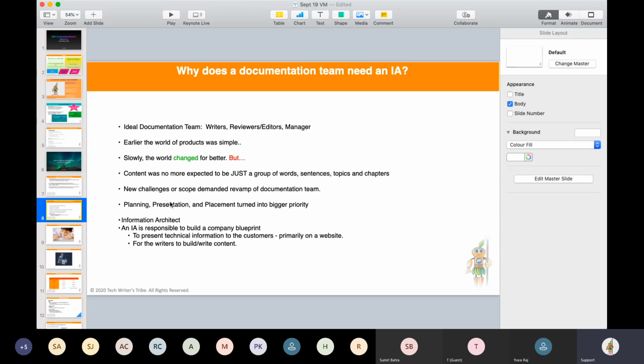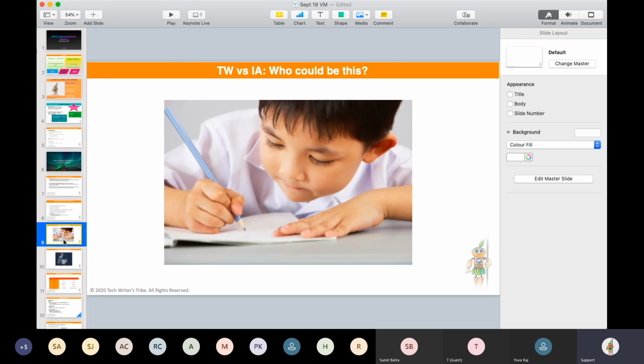That is why a documentation team needs an IA, because the IA is the person who will sell your content, who will make you feel more important, that these guys are doing a great job. So that's all we need about why IA is important. Hope that's clear. Now let's come to the question: okay, fine, IA, but is this IA different from what we technical writers are? Anybody can take a guess. Looking at this cute kid, could this be a writer or an IA? Any guess?